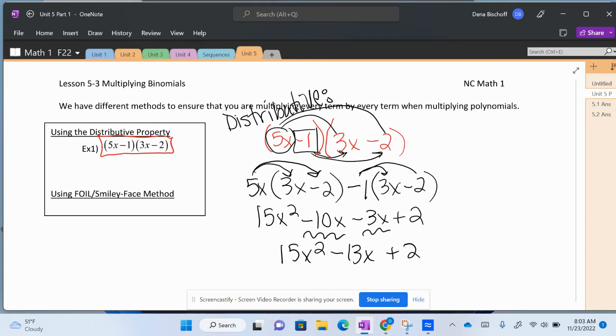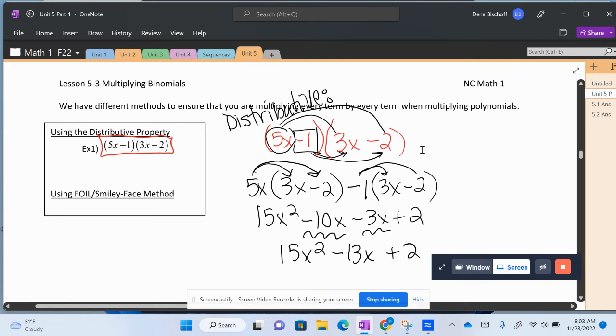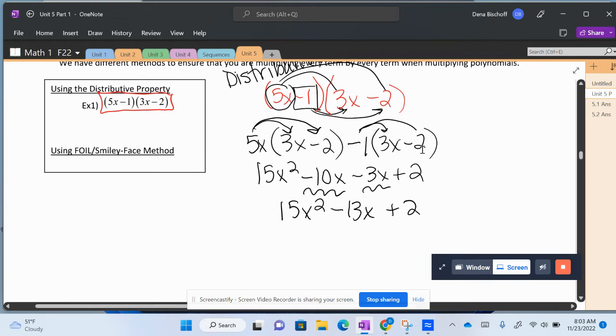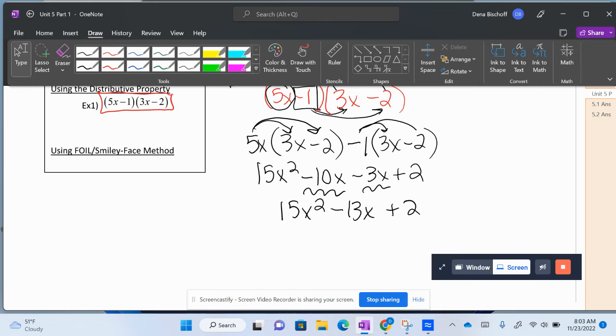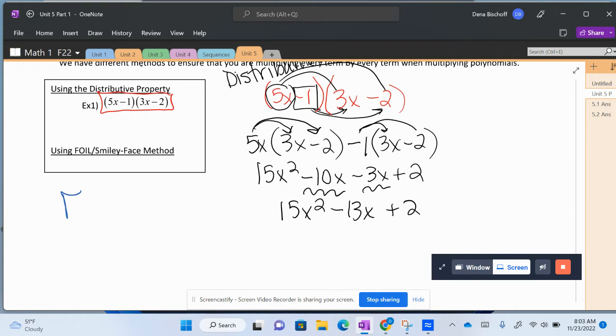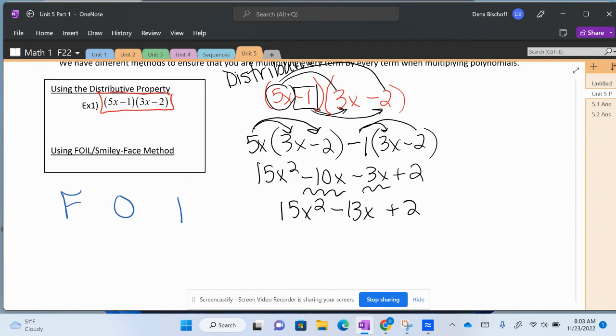The next method is going to be the FOIL method. We're going to use the same problem, and we're going to FOIL. Does everybody have this one? Okay, so FOIL stands for first, outside, inside, last. That's what FOIL stands for.